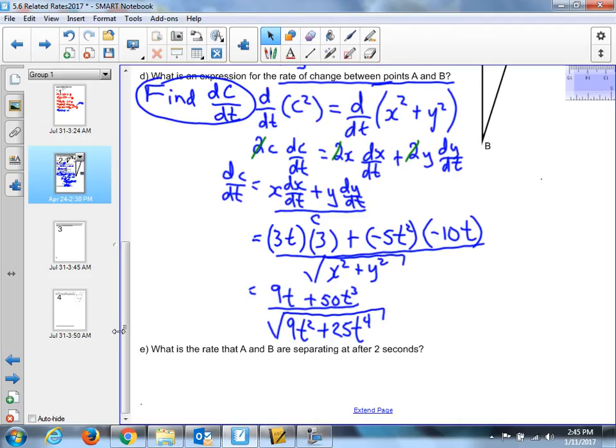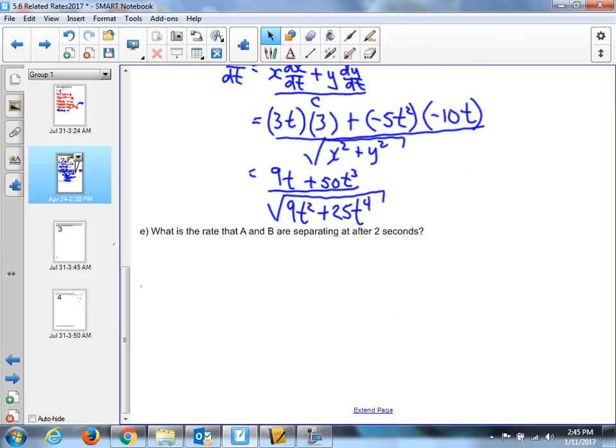So this allows you to answer E with just one plug-in. What's the rate that A and B are separating at after 2 seconds? You just put 2 in for all the t's. And then I'll show you the second strategy. So dc by dt, and t equals 2, it's a function of t now.